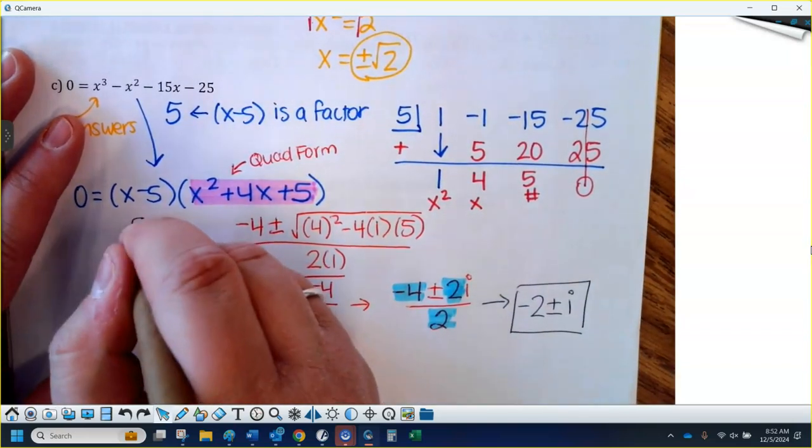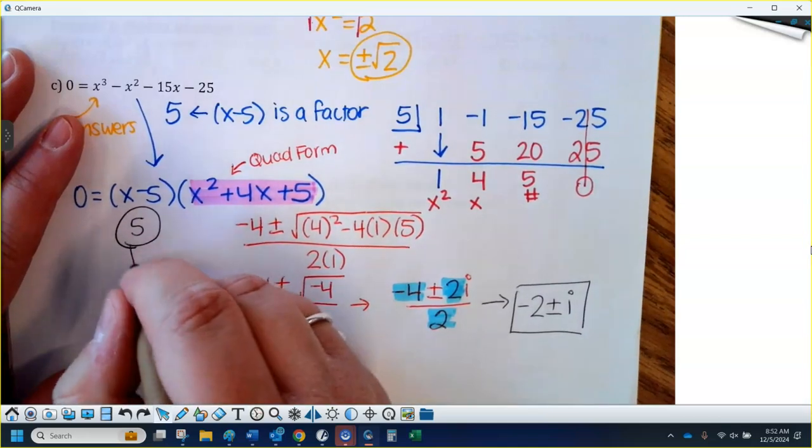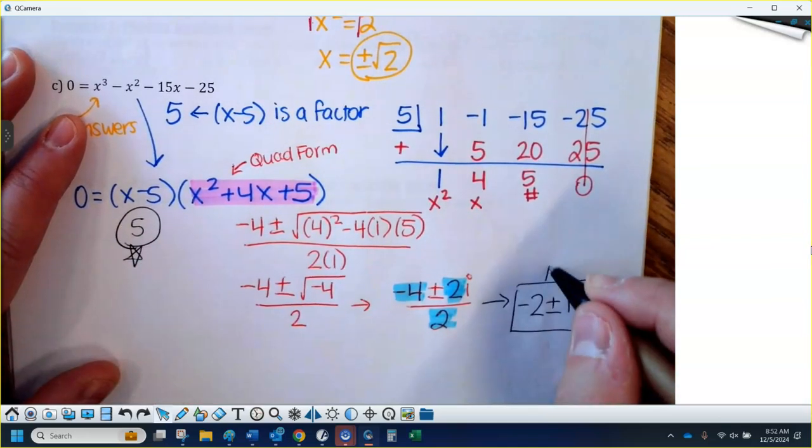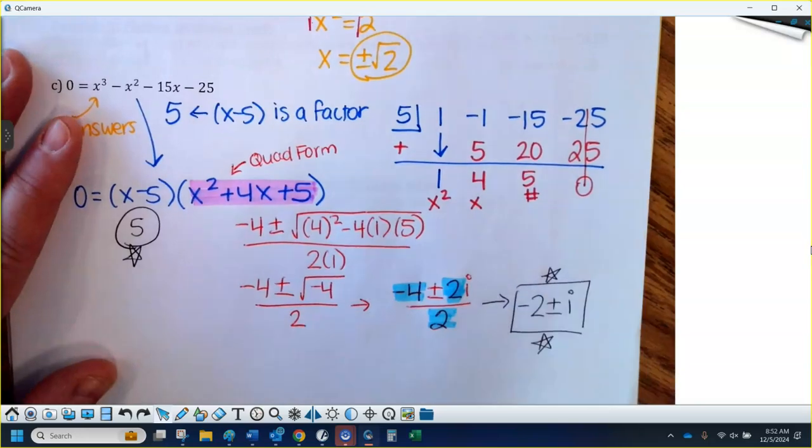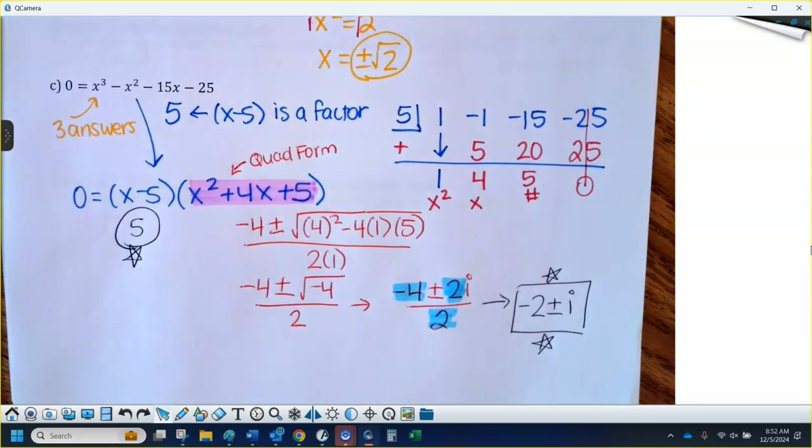The other answer was the 5 that we saw on the graph. And then the other 2, so we have 3 answers total. -2 plus i, -2 minus i. Somebody asked me yesterday, you do not need to write -2 plus i, comma, -2 minus i. Just leave it like that. That's why they invented that plus minus symbol, so we can have a little shorthand way of not having to write stuff out so much. Is anybody having a question? Okay.